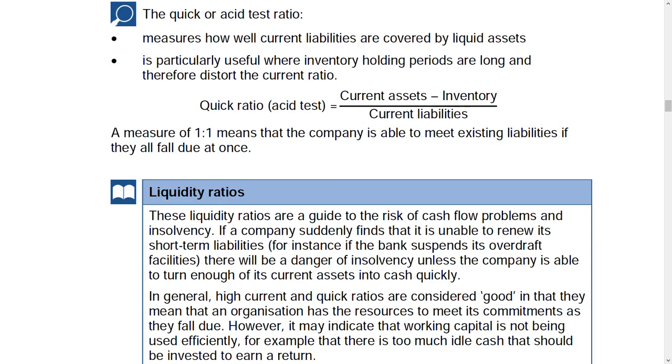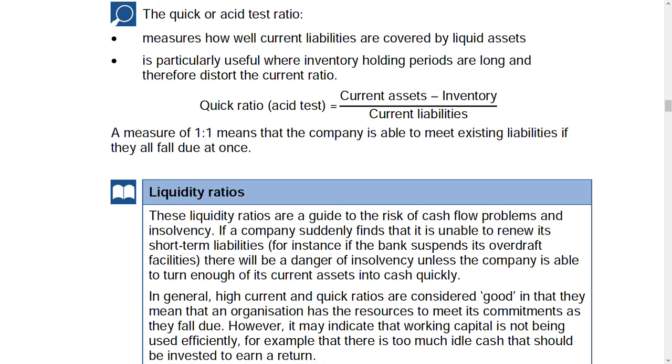The next ratio is the quick or acid-test ratio. Similar, the only thing is you deduct your inventory from current assets. That's it. So current assets minus inventory divided by current liabilities. Here, what does it measure? How well current liabilities are covered by liquid assets. Please mark the word, because you might get this in multiple choice questions. Okay, it is not current assets this time, it is liquid assets.